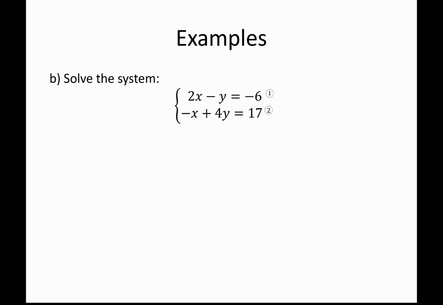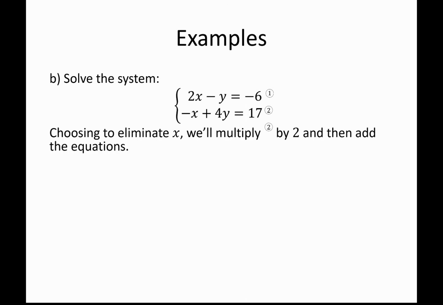It's all subjective, as there are multiple ways to get to the end result here. No one way is going to be better than another. It's all according to your feelings about it. Personally, I decided to eliminate x, so I'm going to choose to multiply both sides of equation 2 by 2 and then add the equations together.